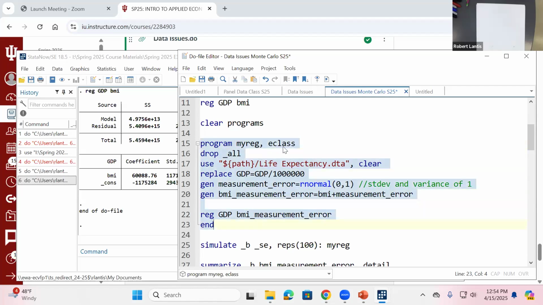So program myreg is just saying, this is my program that I'm creating. What does this program do? It drops anything that was in memory, so we start out with a clean slate. It uses that life expectancy data set. It replaces GDP, so the coefficient's easy to look at just by scaling it. We then generate this measurement error that's just between 0 and 1, completely random.